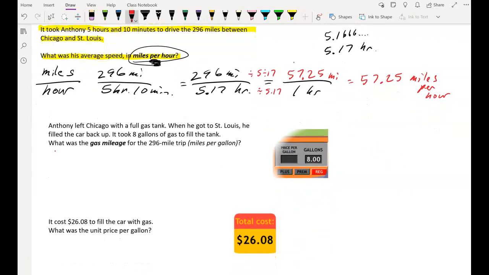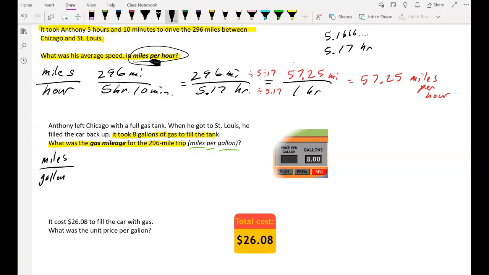Awesome. Now it says that Anthony left Chicago with a full gas tank. When he got to St. Louis, he filled the car back up. It took 8 gallons to fill the tank. What was the gas mileage for his 296-mile trip? And we're looking at this in miles per gallon. So now we're looking at miles per gallon.